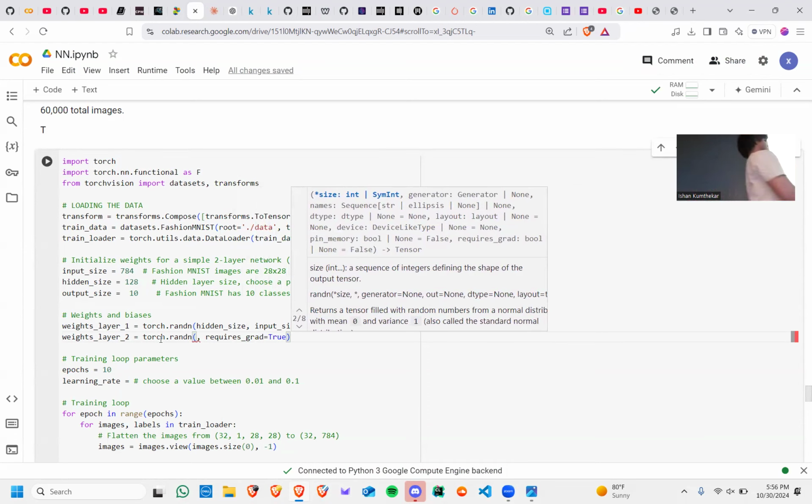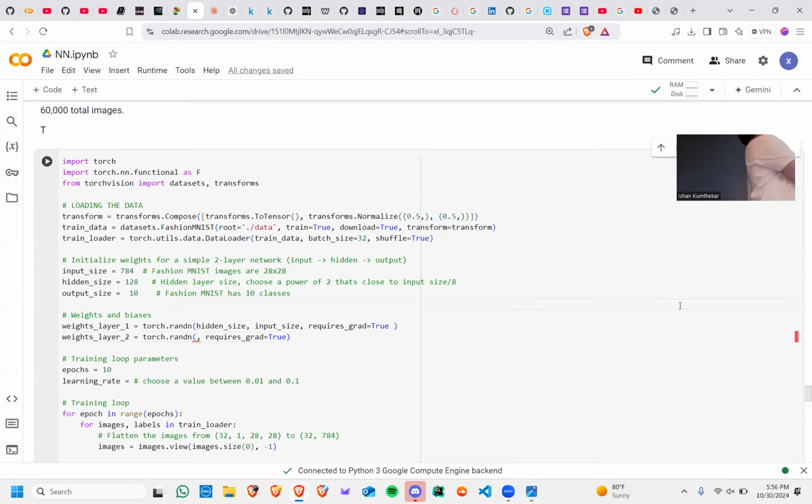Can anyone guess what the dimensions of this will be? Would it be input size and output? So look at it this way: your weight layer for the first thing will essentially have input size multiplied by hidden size. Hidden size is the number of neurons that you have in that layer. Remember, if you have 5 neurons, what will be the size of the output at that layer? It will be 5, right? So this will have hidden size as your input, and you'll have output size as your output. So you can just put that in.